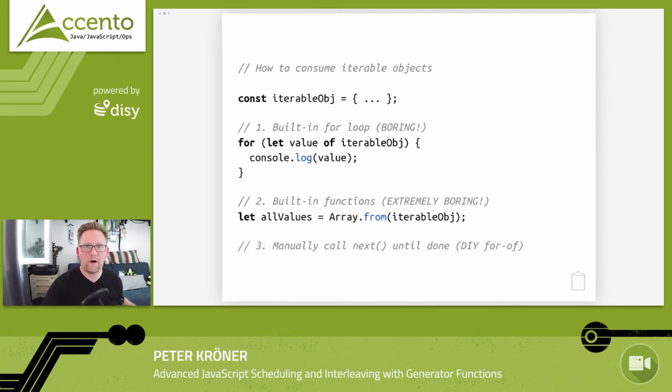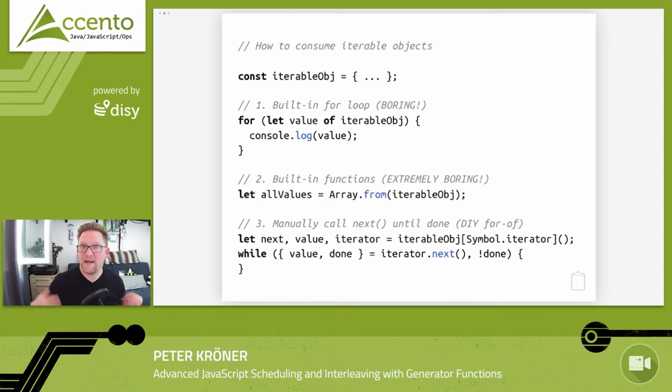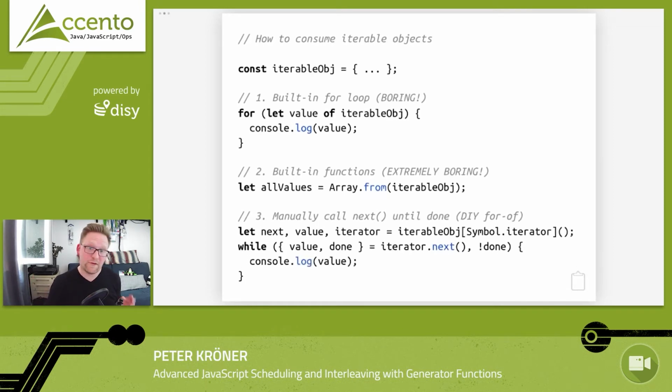We can create our own little consumer. This can be very simple, in fact. We could just say, okay, let's have a value, next, a value and the iterator. Get this from the iterable object by calling the method Symbol.iterator, like we've seen when we implemented the object, and then essentially loop as long as done is not true, and just print the value to the console. Now, this is not the greatest code we've ever seen, of course, but this is just for demonstration purposes. We essentially call next until we are done.